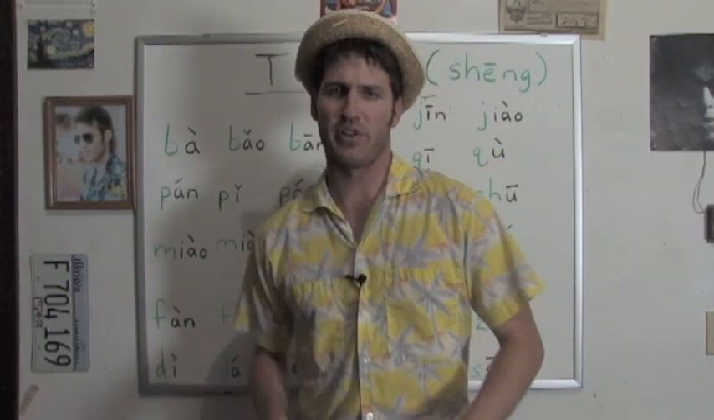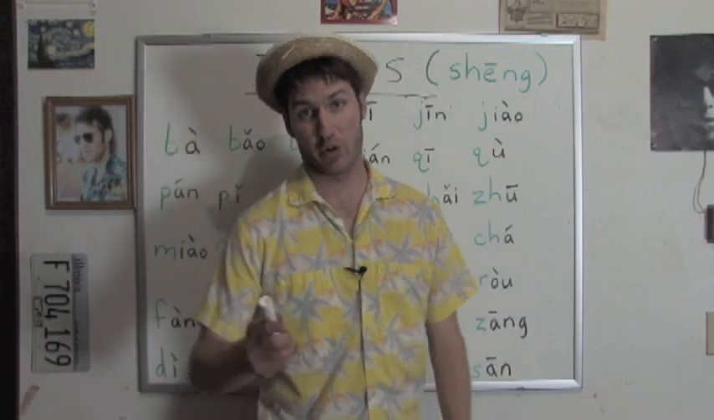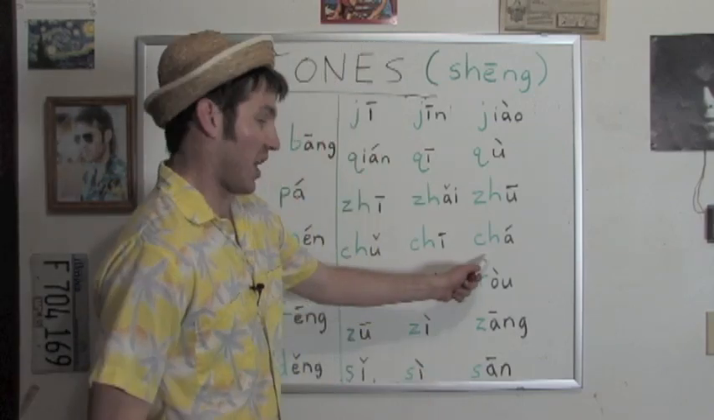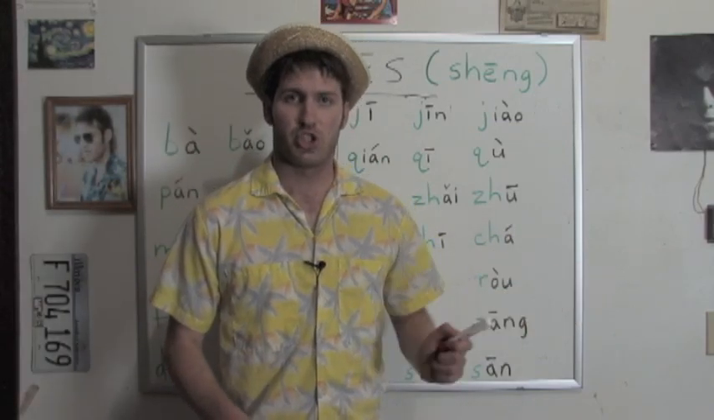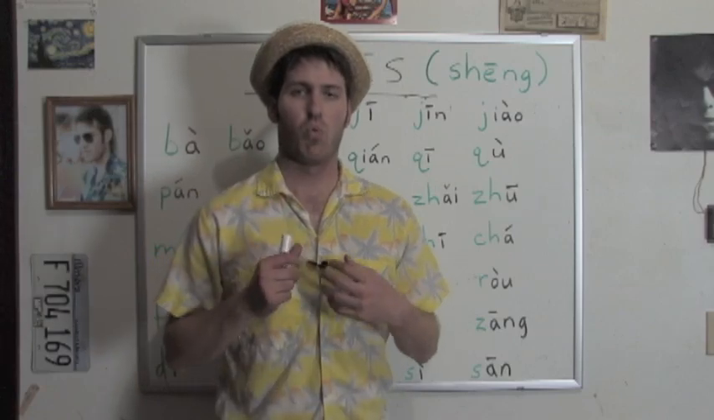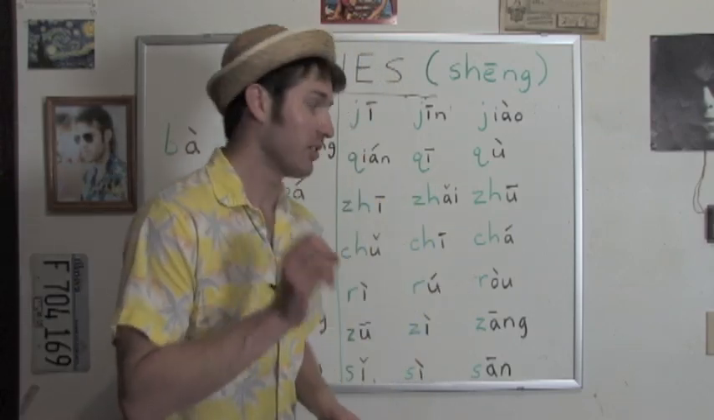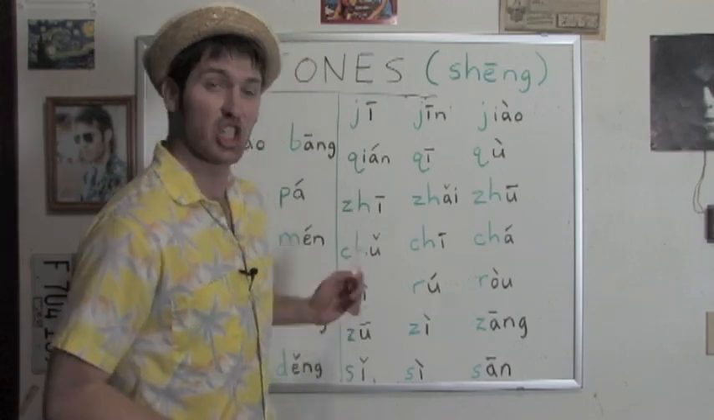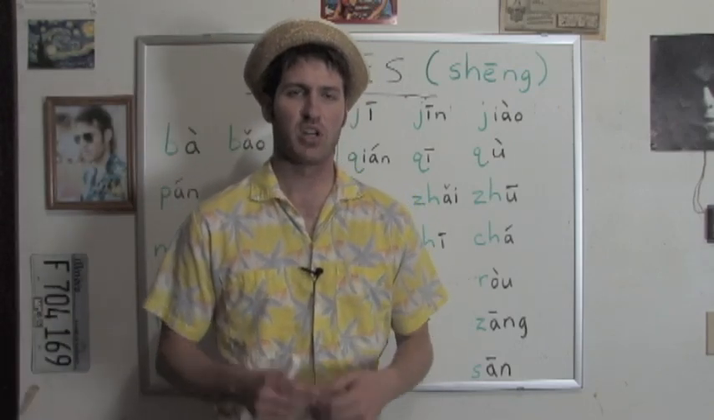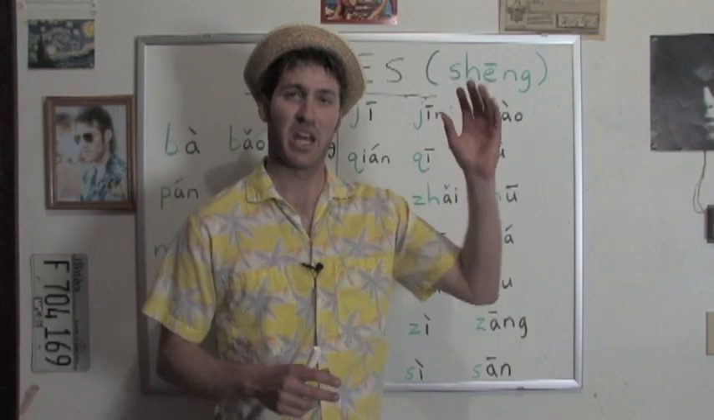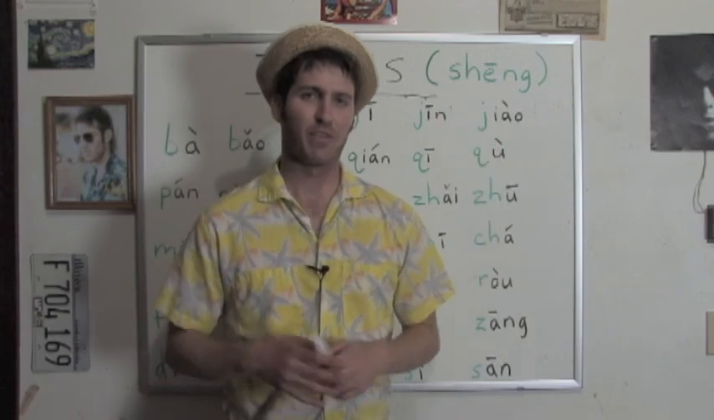We're gonna get into all this fun stuff with actually speaking sentences very soon. Chá, tea. Wǒ hē chá. Get into all that later. And rì, fourth tone. Rì can mean sun. Rì can also mean a day of the week.